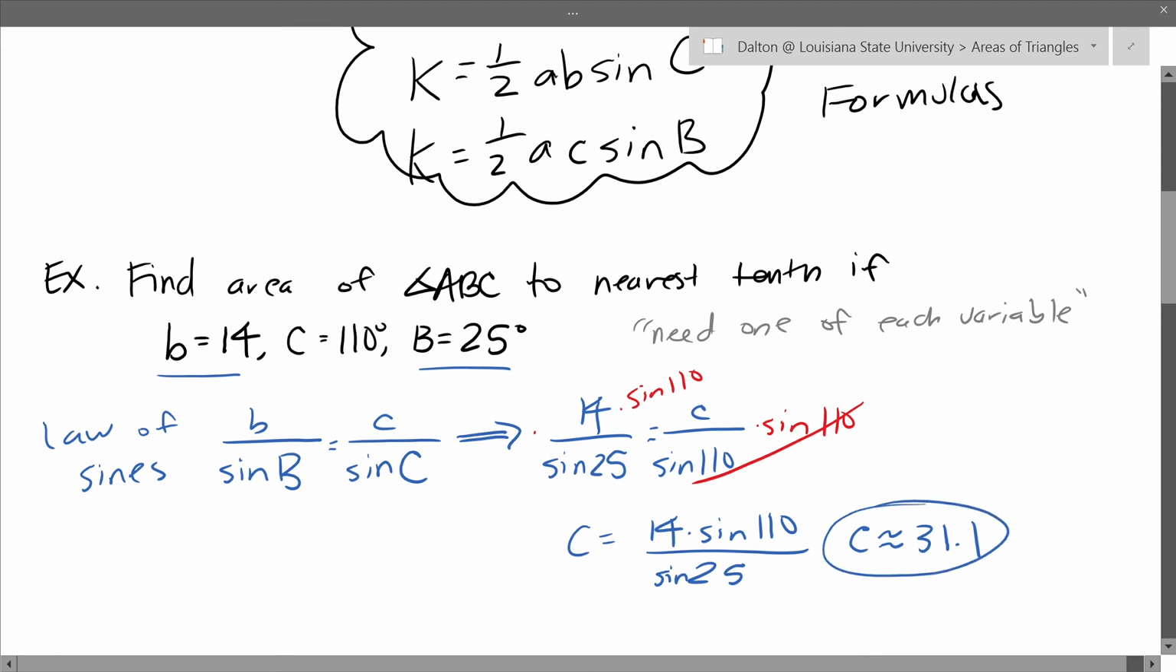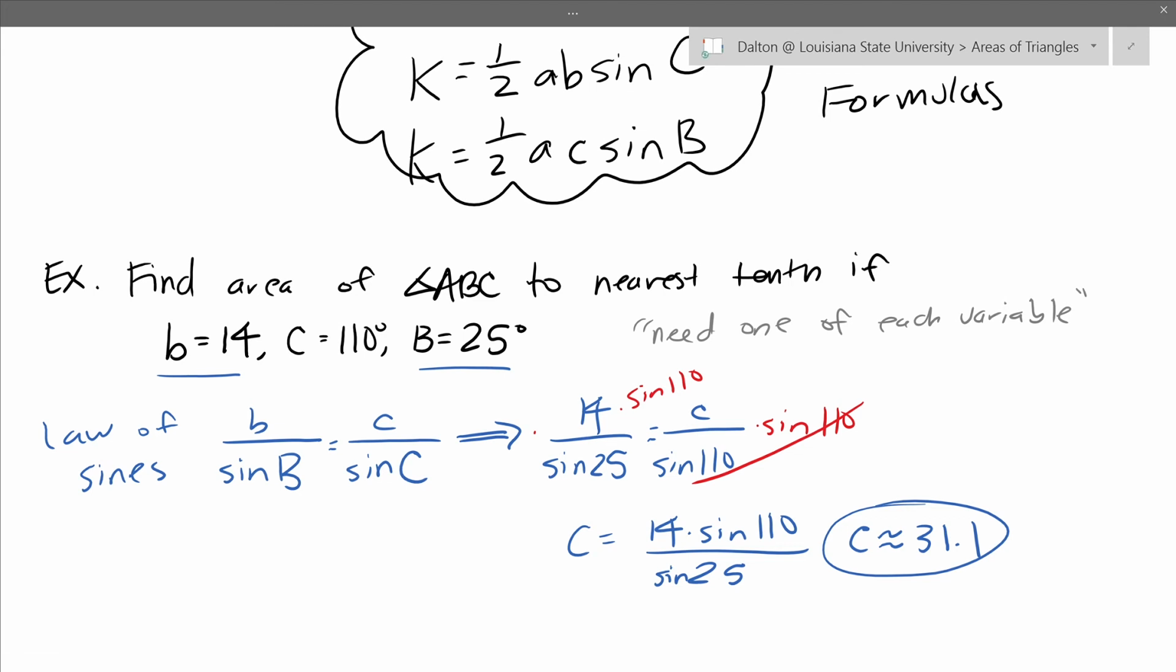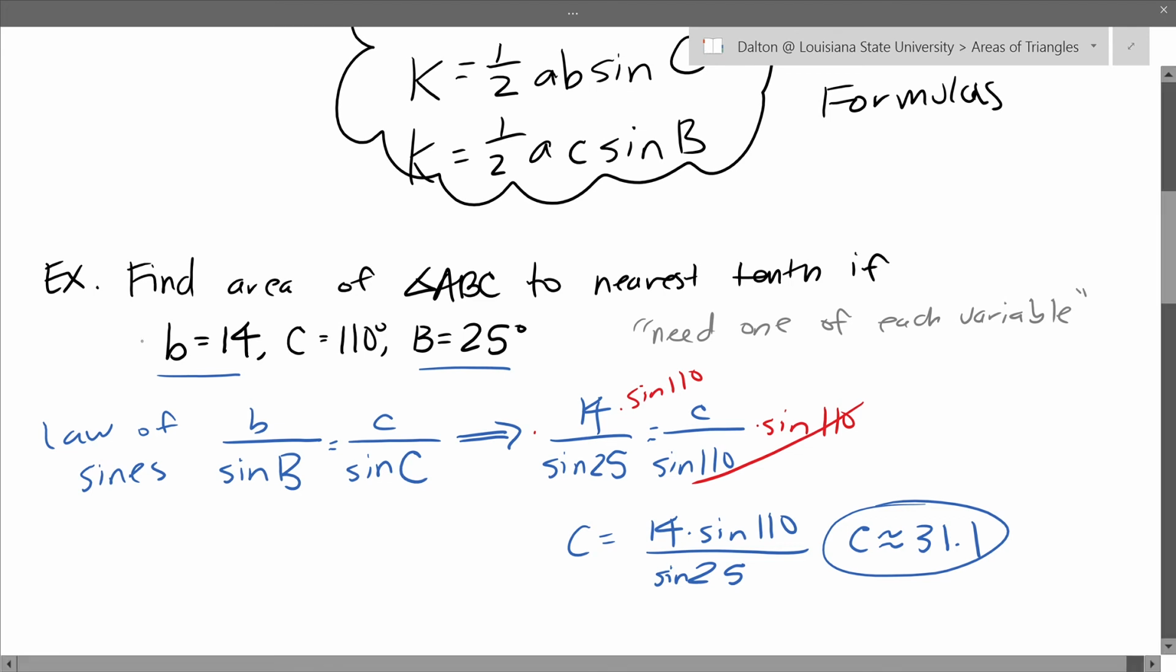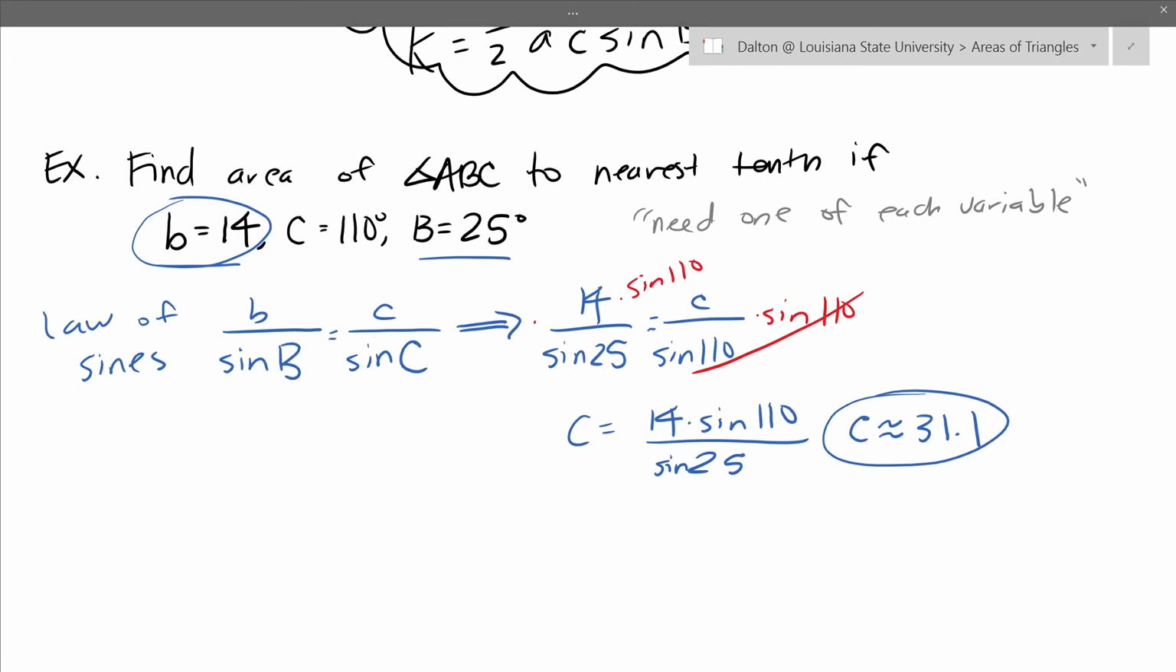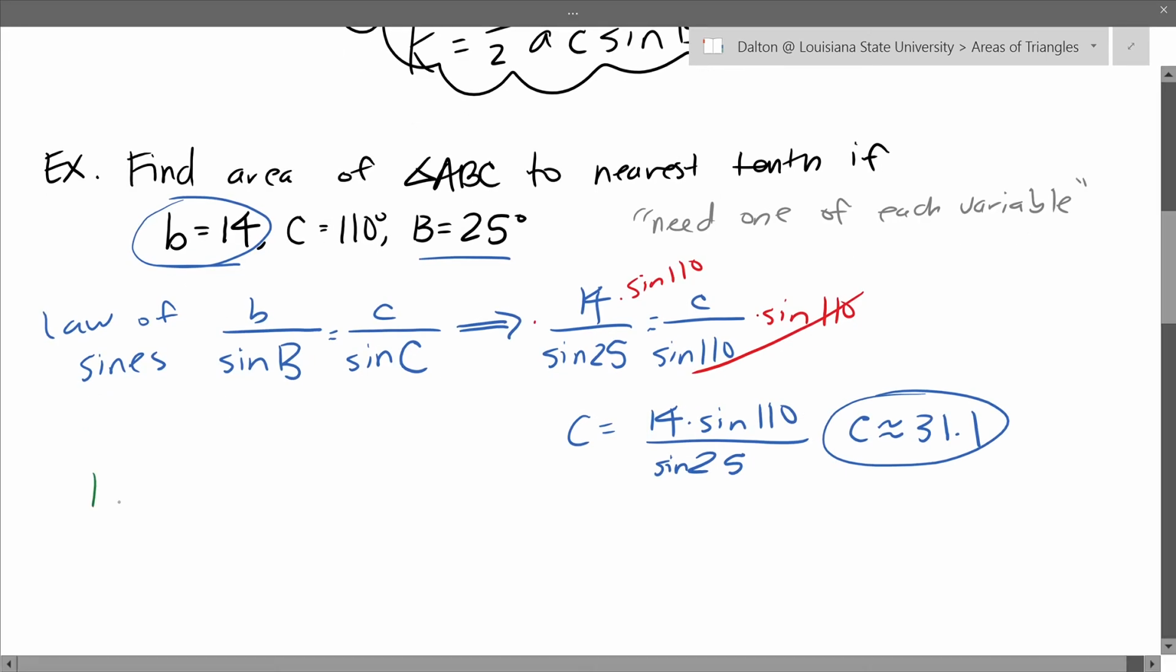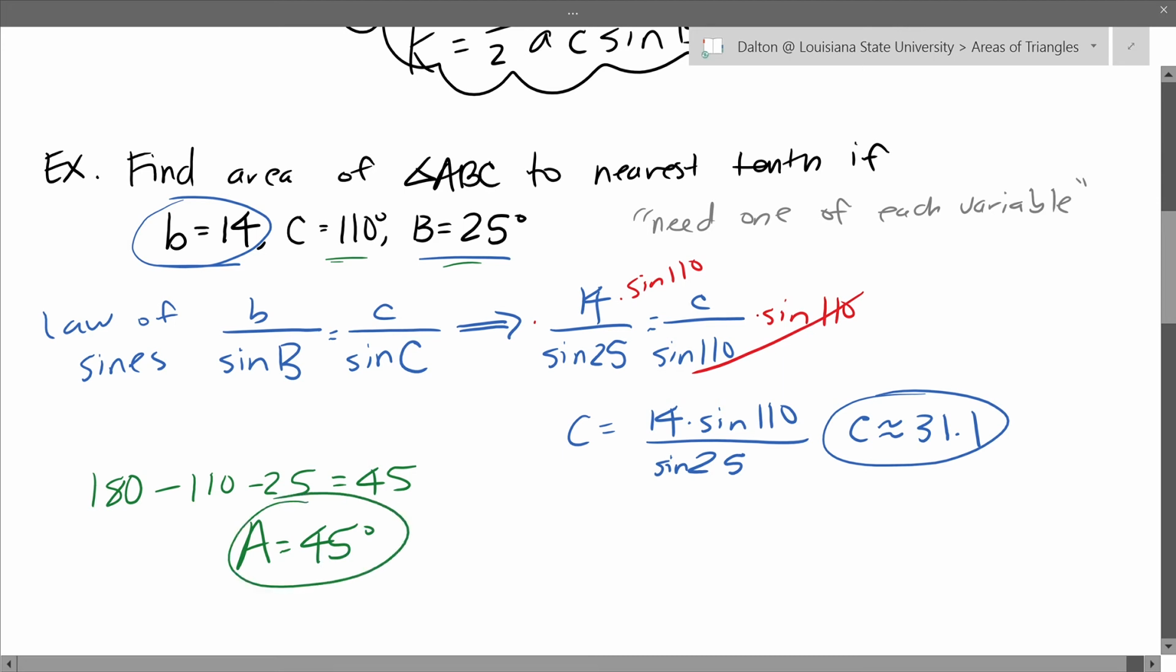So look at what we've got. We've got side C, and I've got side B up here. So if I need one of each variable, let me go ahead and find angle A, and that's going to be pretty simple because I know the three angles of a triangle add up to 180. So if I just take 180 minus, I'm already given these other two angles, right? So minus 110 minus 25, I get 45, which tells me angle A is going to be 45 degrees. So there is one of each variable, and of course one of them has to be an angle.